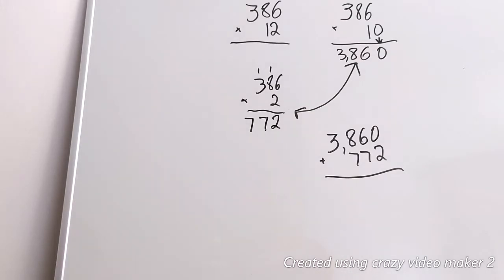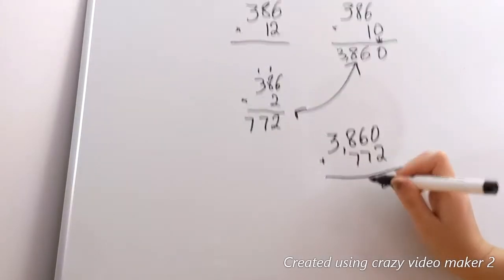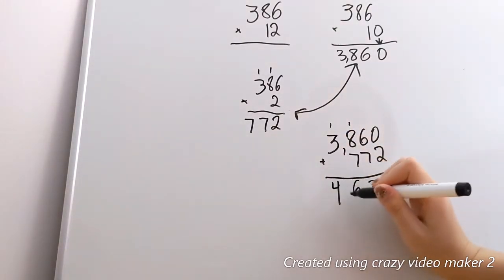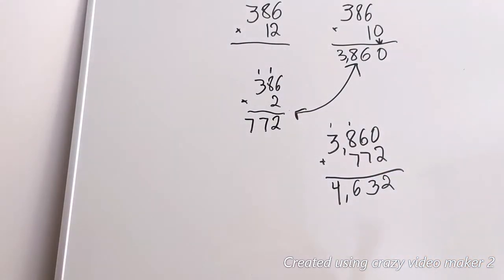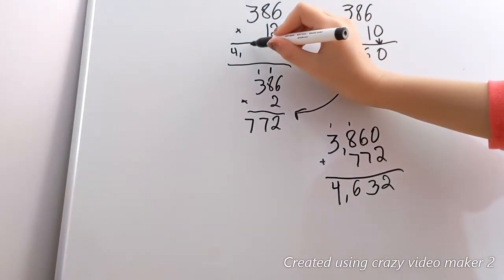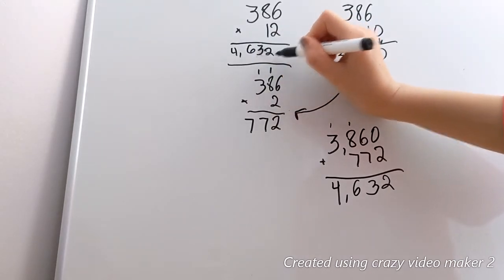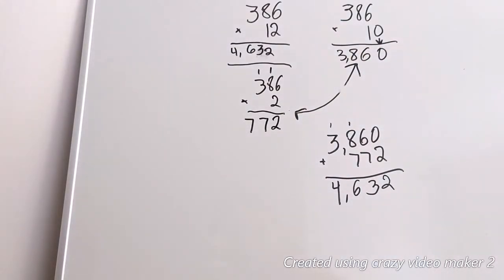Okay? And we will do 0 plus 2 equals 2. 6 plus 7 equals 13. 8 plus 7 equals 15, plus that 1 is 16. And 3 plus 1 equals 4. And the comma. So, our final answer for 386 times 12 is 4,632. That is going to be our final answer.